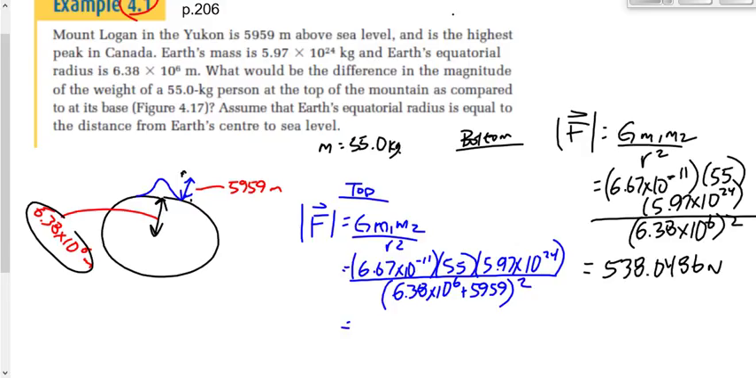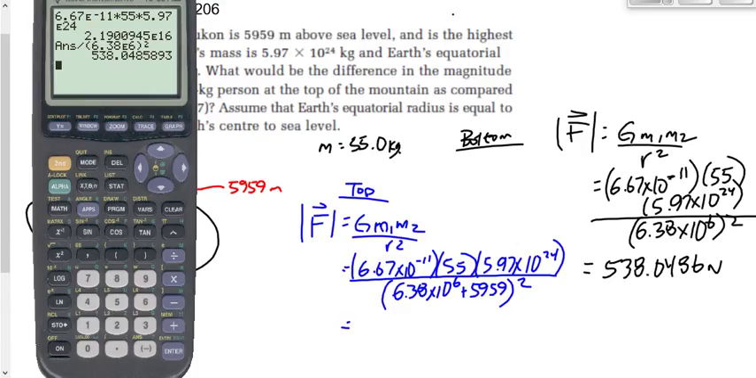All right, this is a little bit confusing here. We've subbed this into the calculator, so watch carefully. Just put down your pens and maybe do this with me on your calculator, okay? Let's get the number on the bottom first. 6.38 times 10 to the 6 plus 5959. Get that number, equals. Okay, there we go. Let's square it. Equals 4.07 times 10 to the 13.